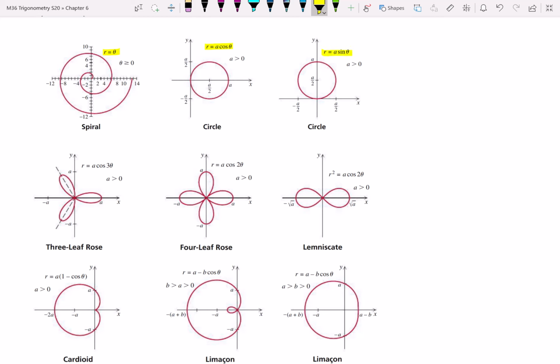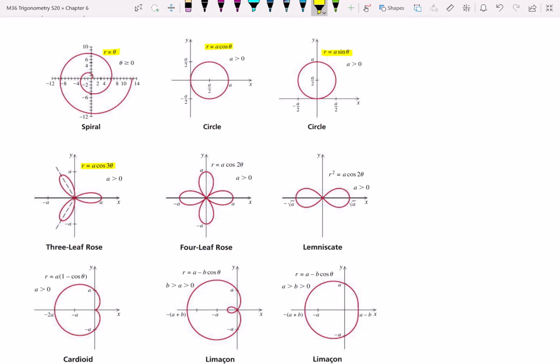Another type of circle is r is equal to a sine of theta. Notice that this one is not on the horizontal axis, it's on the vertical axis. And again, in this case, a is greater than 0. If you want to get a three leaf rose, you multiply your angle theta by 3. In this picture my a is greater than 0. It just depends, you can play with different values of a to get an idea.